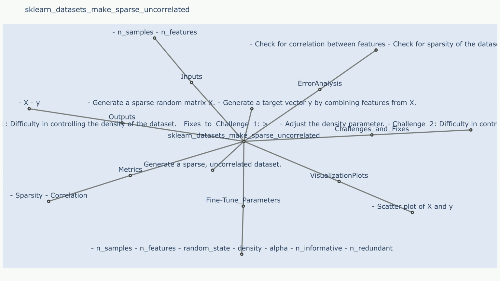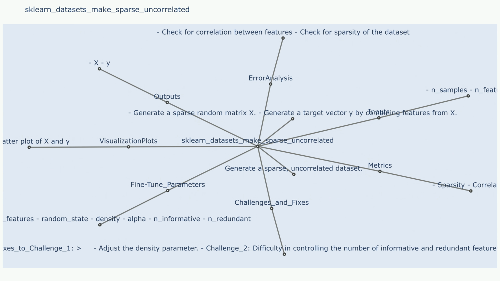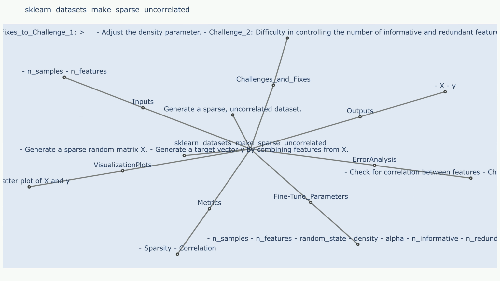Metrics: sparsity, the proportion of non-zero values in the generated dataset. Correlation: the correlation between the features in the generated dataset. This should be close to 0 for uncorrelated features. Visualization plots: scatter plot, which can be used to visualize the distribution of the data in 2 dimensions. Heat map, which can be used to visualize the correlation between the features.